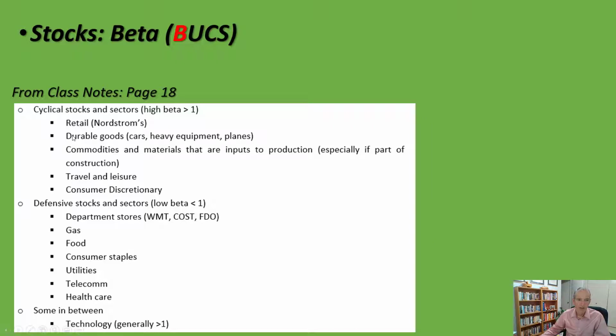Some of these are consumer discretionary. Nordstrom's, autos, travel and leisure, those are the consumer discretionary. Those are things that consumers don't have to have, they don't have to spend money on it. And so when they're worried about their jobs, they're not going to buy a new car if they're worried about losing their job. Defensive stocks, these are low beta. Betas below 1. Department stores, especially discount stores.